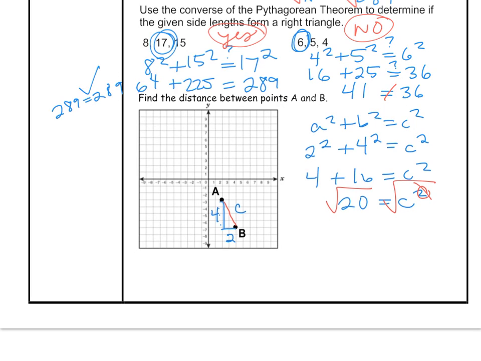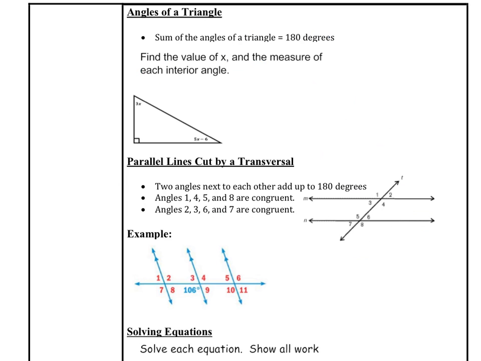So that'll cancel out the 2. And in my calculator, I would do the square root of 20. So I do second x squared and then type in 20, and I get that C is about 4.5 if I round. You can type that in on your own and check my work. That seems right because that's longer than 4 and 2, so it sounds like I did it correctly.